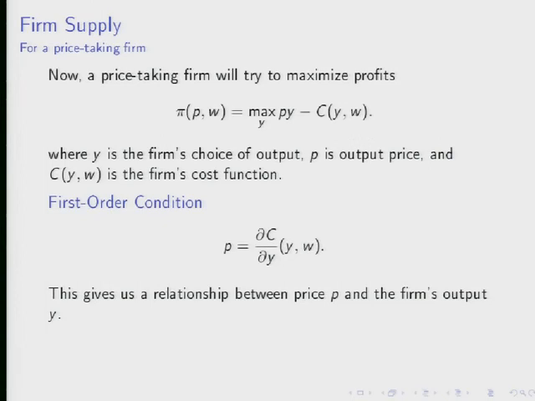Okay, is this graph clear? This is the first problem. I want to go ahead and do the example for our Cobb-Douglas case, and work out an expression for the firm supply function.